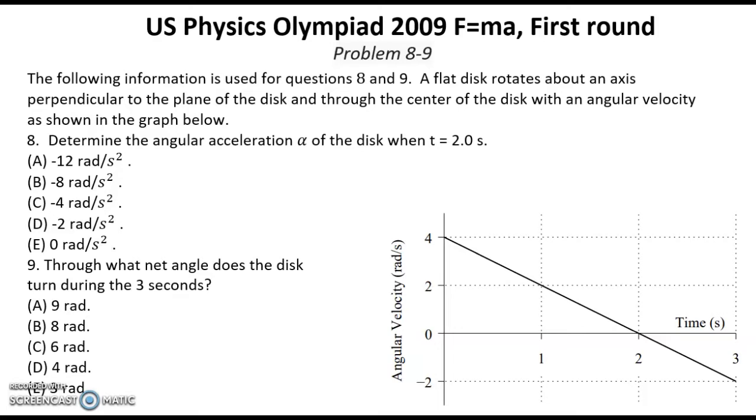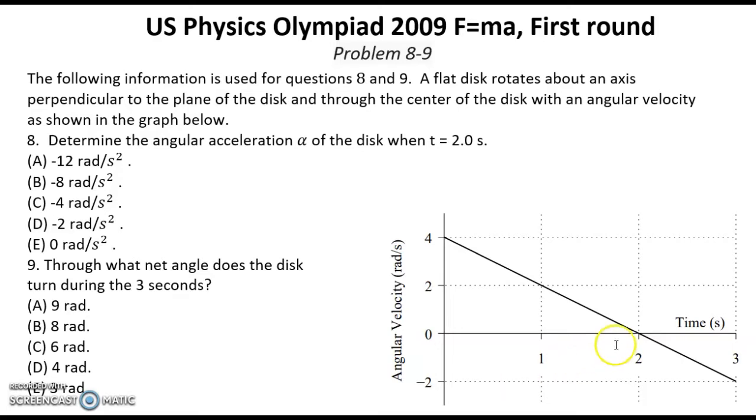Solution. We have a graph, angular velocity versus time. From this graph we can find the instantaneous acceleration just using the slope. But here we have a straight line. It means that angular acceleration is the same everywhere. So we can just calculate the slope of this line.